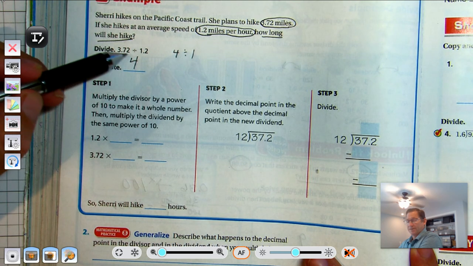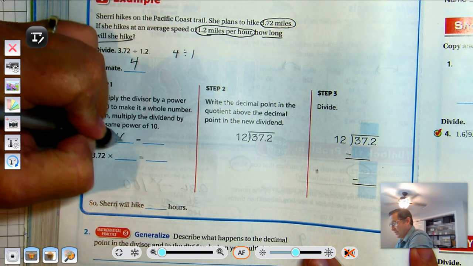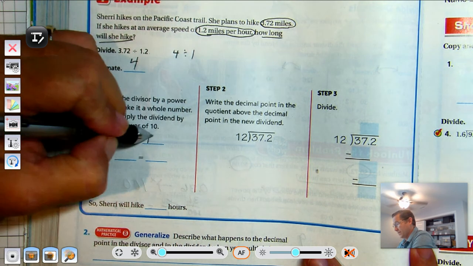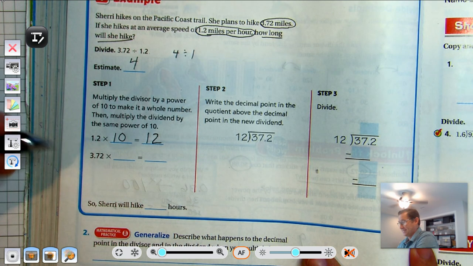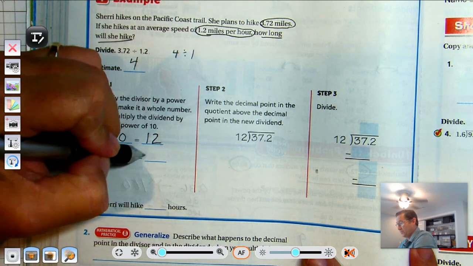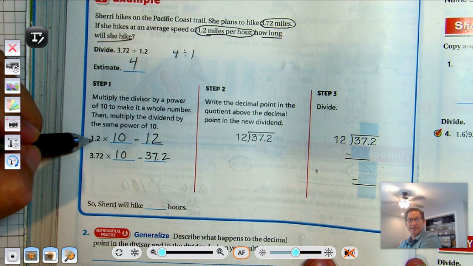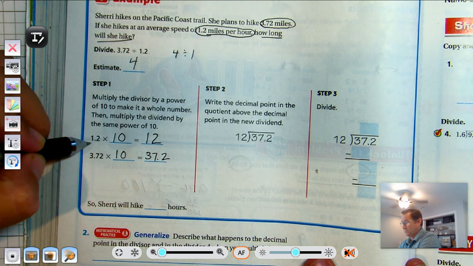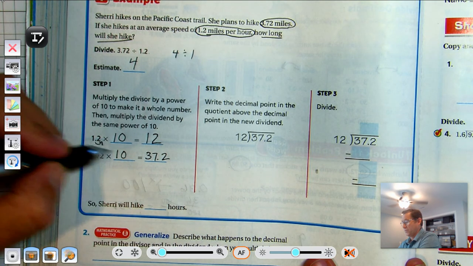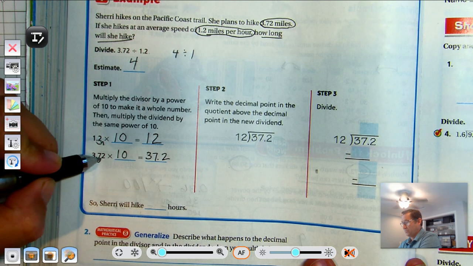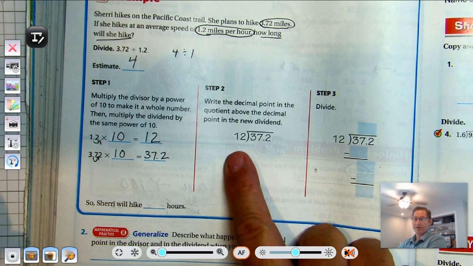So we're going to clear the divisor, 1 and 2 tenths, by multiplying by 10. So 1 and 2 tenths times 10 would give me 12. 3 and 72 hundredths times 10 would give me 37 and 2 tenths. Again, when I multiply a decimal by a power of 10, it just moves that many places. So 1.2 would become 12. 3.72 would become 37.2. So that's what we have here, 37.2 divided by 12.